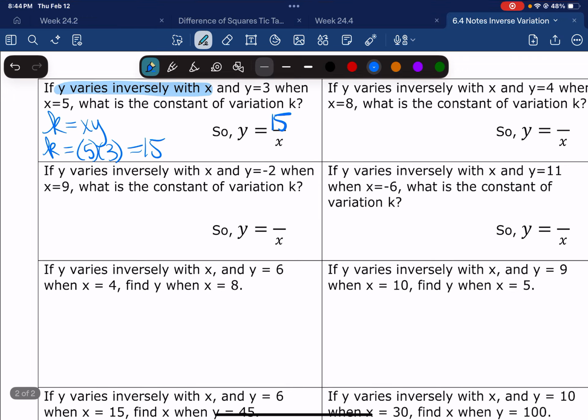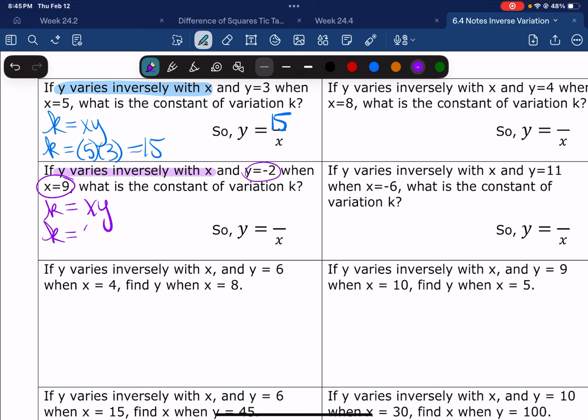Okay, let's try one more. It says y varies inversely with x, and we have to be told that. We can never just assume. Y varies inversely with x. So we know we can find a k value. Our k value is always going to equal x times y. And we have a corresponding x and y value pair. My x value is 9, its y value is negative 2. So k equals 9 times negative 2, which gives us negative 18. So this equation is just y equals negative 18 over x.